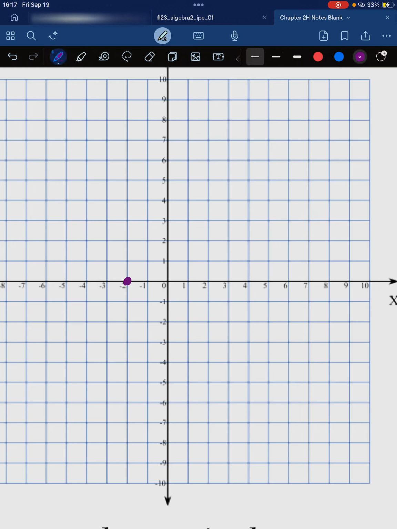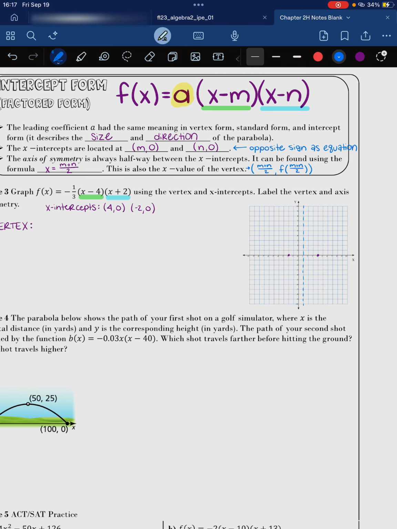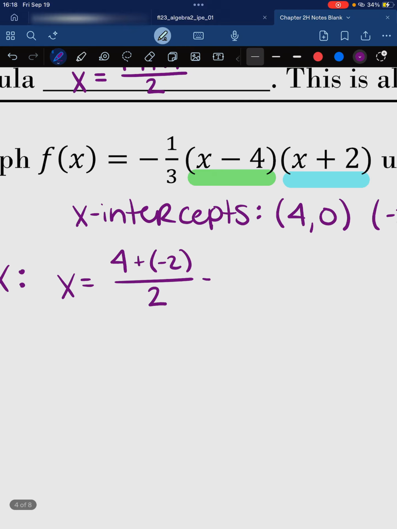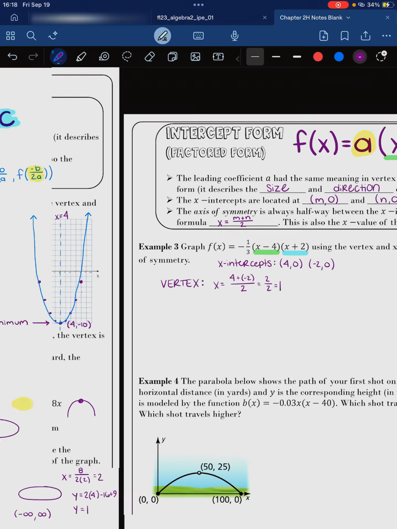So -2 and 4. I already know, because I was drawing that on there, right? The axis of symmetry halfway is going to be at 1. But let's do that using the formula just to verify. Equals m plus n over 2. We end up with 2 over 2, which is in fact 1. How exciting.